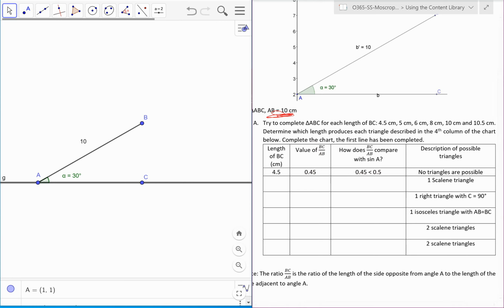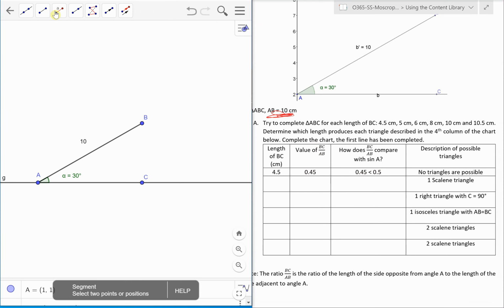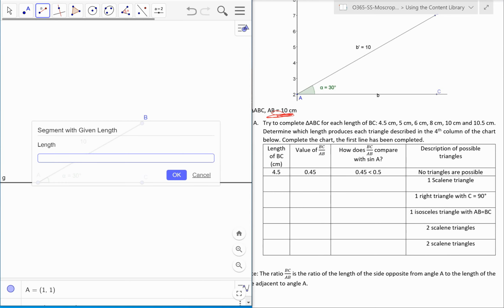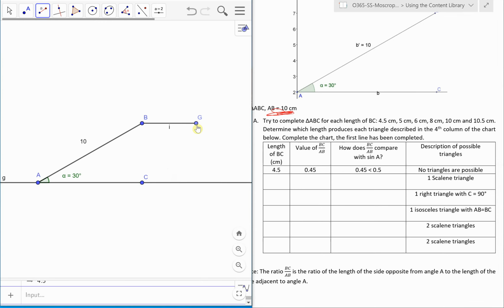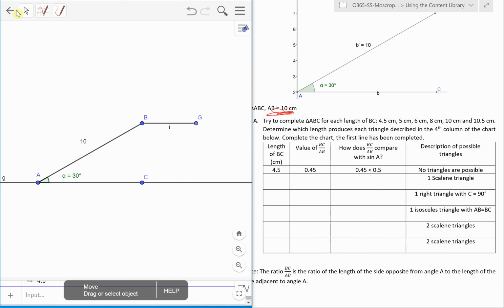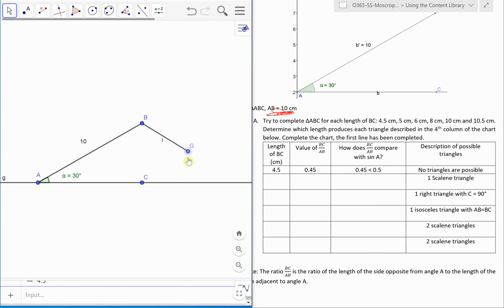I'll show you. On my left, I'm going to make a segment BC with the given side length, starting from here, and I want the length to be 4.5. I'm going to type in 4.5. Okay, there is my BC. It's supposed to be BC, but it calls itself BG, that's okay. I'm going to rotate this segment and see if I can make a triangle out of it. As I drag and rotate it, you can see it doesn't quite touch the base. So you cannot actually make a triangle with BC being 4.5, and that's why it says no triangles are possible.